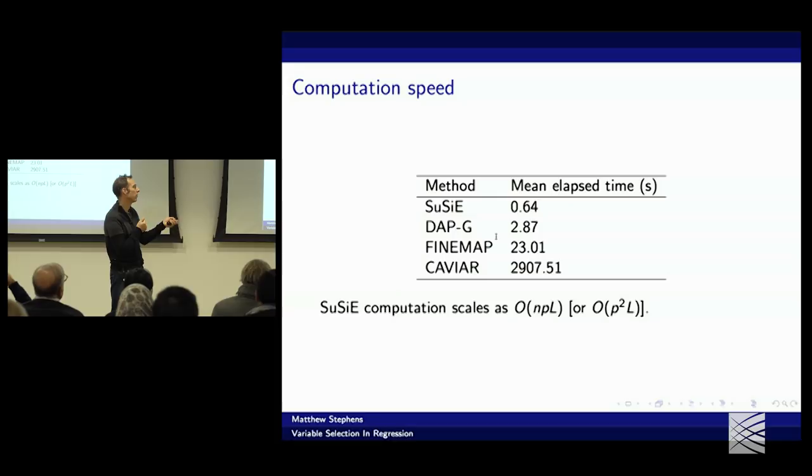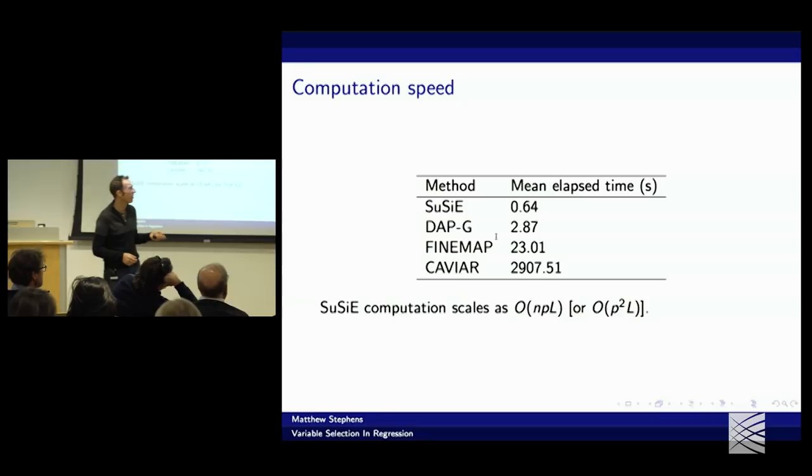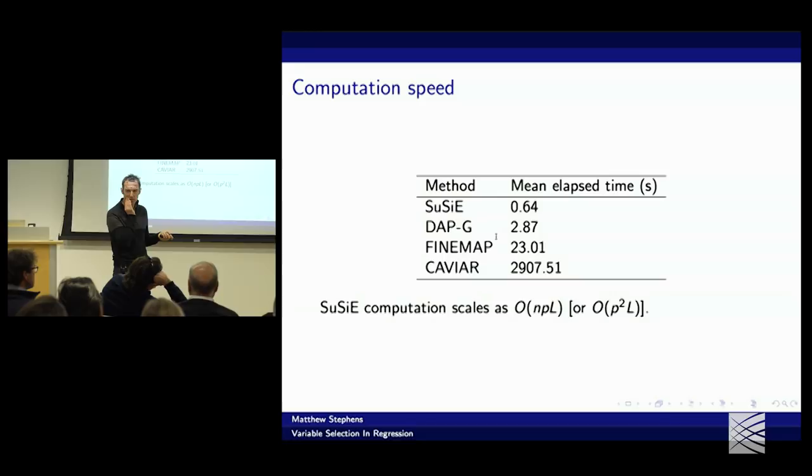With the caveat, the exhaustive search? Yes, exactly. And I think this was for looking for all subsets of size 3. But you showed one comparison, you only compared with DAPG on your previous slide, I guess. Does CAVIAR actually do better under certain circumstances with an exhaustive approach than SuSiE? Well, it doesn't here, right.